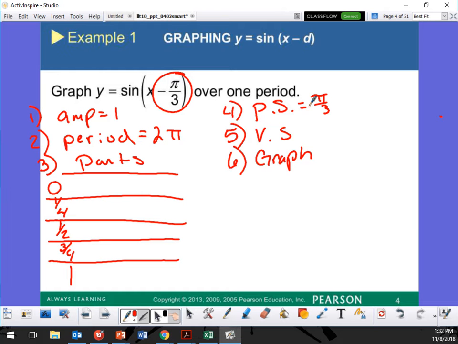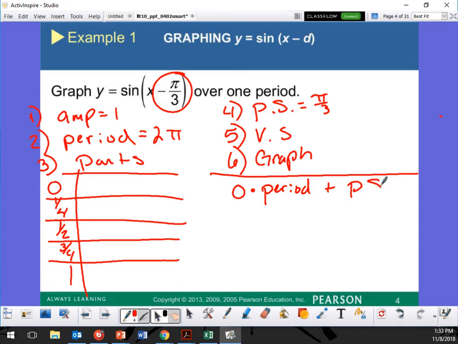So, now, this is another step I'm adding to my parts. So for my parts here, I'm going to add this right here. So it's going to be 0 times my period, and then plus my phase shift. So pi over 3 in this case. Did I lose anyone on that one? It's going to make more sense when you're actually doing this later on. So right now we're just getting the foundation for writing it all out. So in this case right here, it's 0 times 2 pi is 0, plus my phase shift, which is pi over 3. So I get pi over 3 here.